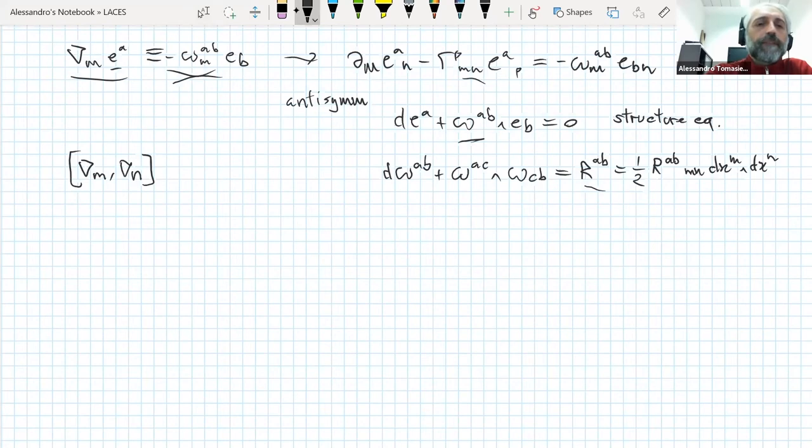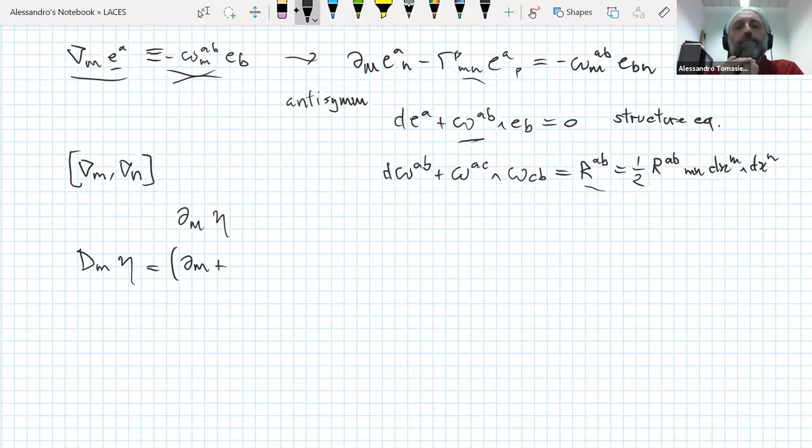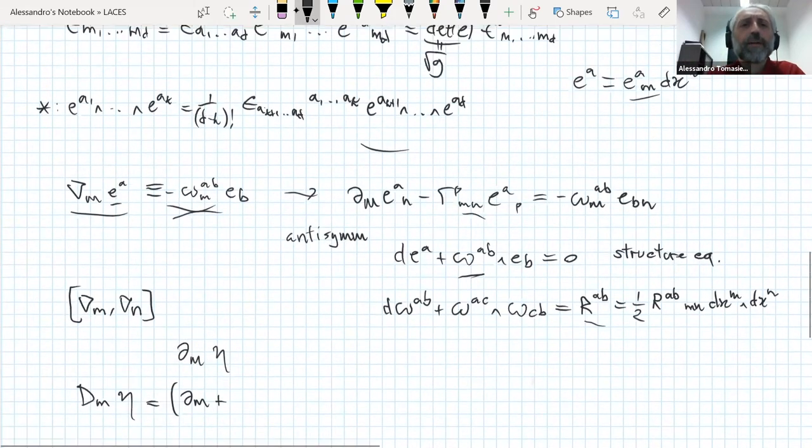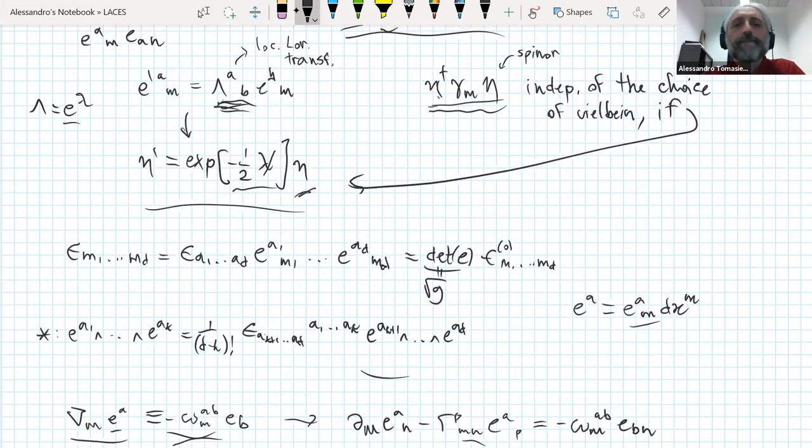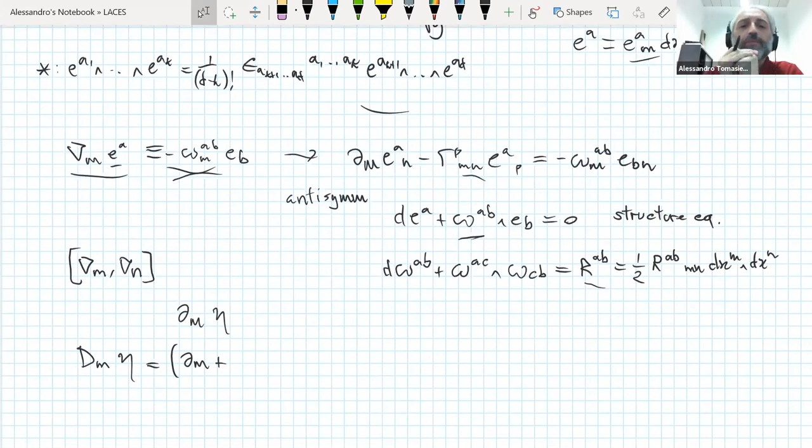The gamma has been introduced to compute the covariant derivatives of vectors and one forms. Now, using omega, we can define the covariant derivative of spinors. The idea is the same as for vectors. A partial derivative of spinors is not okay because it doesn't transform well under local Lorentz transformations. We saw that eta needs to transform under local Lorentz transformation, but the derivative wouldn't transform well. So for the same reason, we need to introduce a covariant derivative.